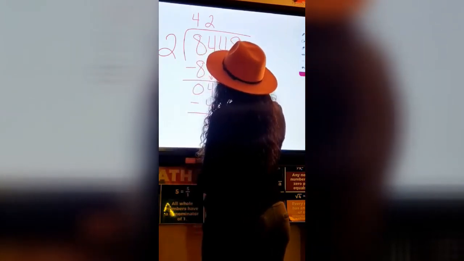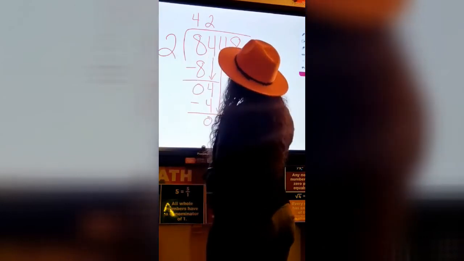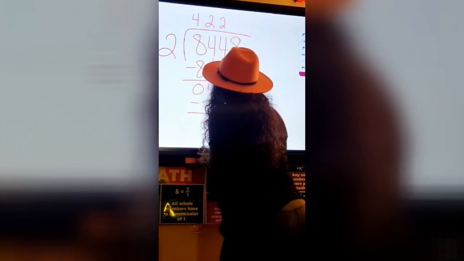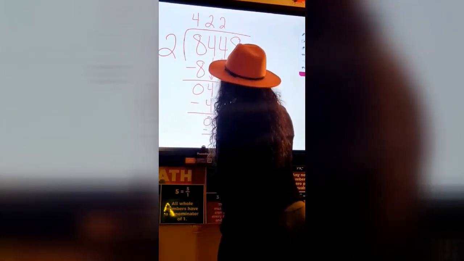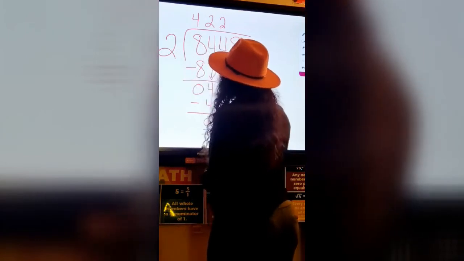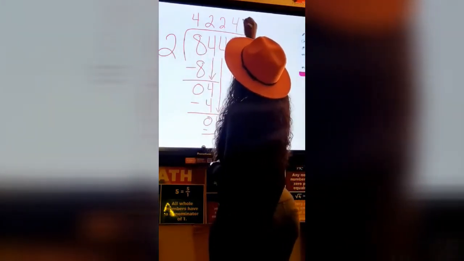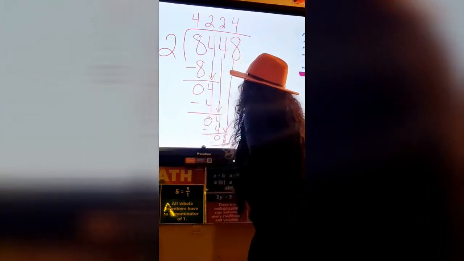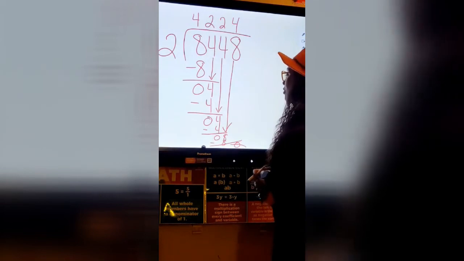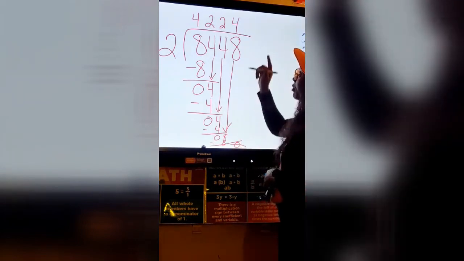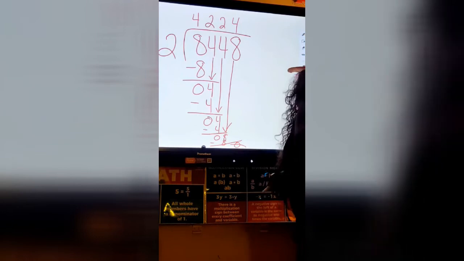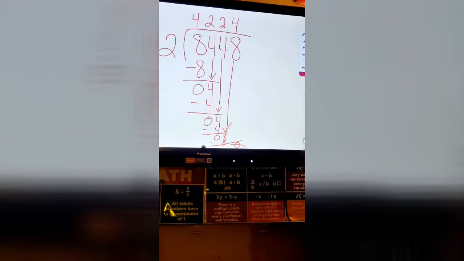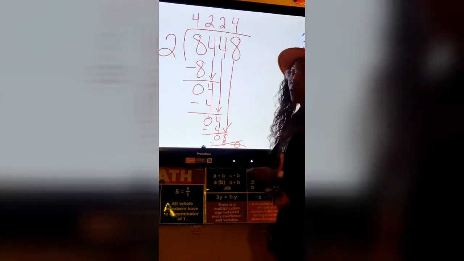I'm going to bring down my 4. Again, I know that 2 can go into 4 2 times. 2 times 2 is 4. I have 0 left. Now I'm going to bring down my 8. I know that 2 can go into 8 4 times. 4 times 2 is 8. So I always like to make sure that when it's possible, when I don't have any remainders, that I zero that out. So I know that I did it correctly. So that was problem 6, 8,448 divided by 2. This is how you come up with the answer.